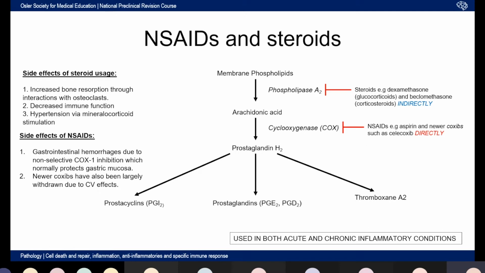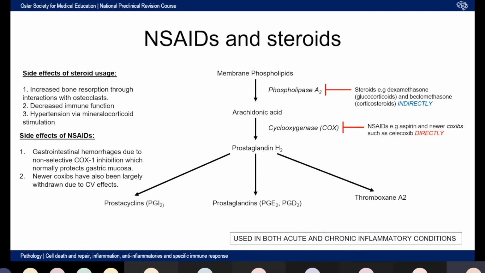But yeah, so essentially I've included steroids and NSAIDs in here together, because what they do is they block two enzymes called phospholipase A2 and cyclooxygenase. And these two are enzymes that are essentially involved in the conversion from membrane phospholipids to arachidonic acid, and then arachidonic acid to prostaglandin H2. And then that ends up forming these prostaglandins, prostacyclins and thromboxane that are very inflammatory.